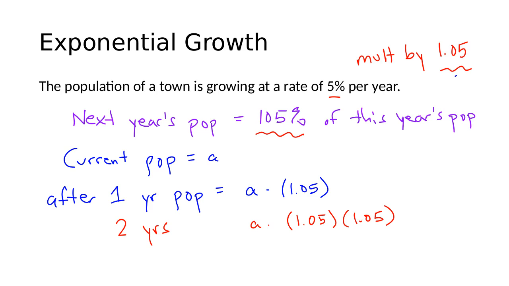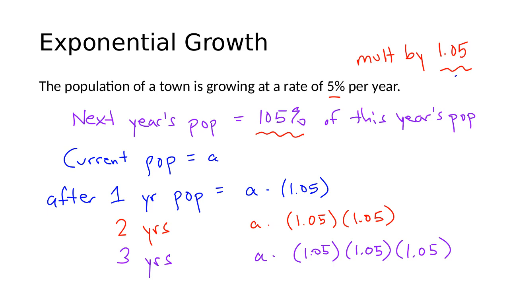And then I'm thinking you can see where this is headed now, that after 3 years, my population is going to be A times 1.05. That's 1 year. That's 2 years. That's 3 years. And I could keep this up. If I wanted the population after 20 years, I could just multiply by 1.05 20 times.